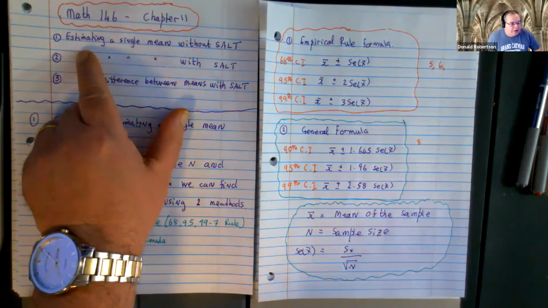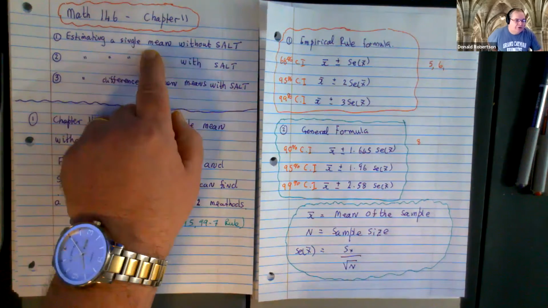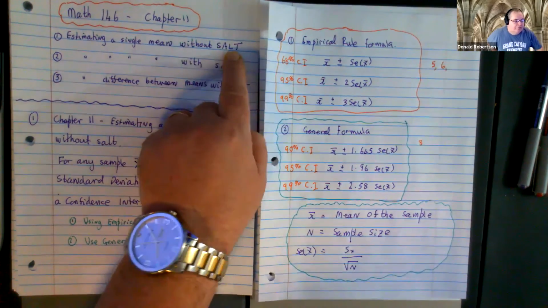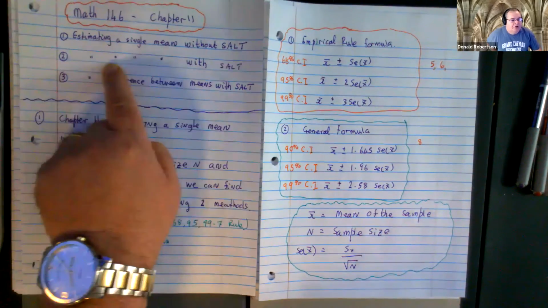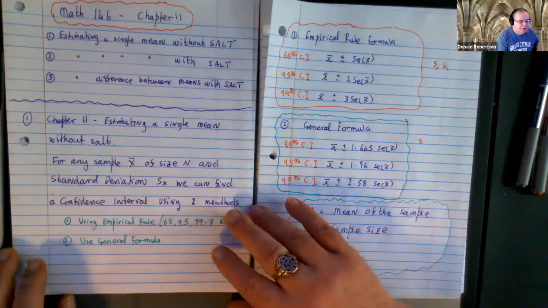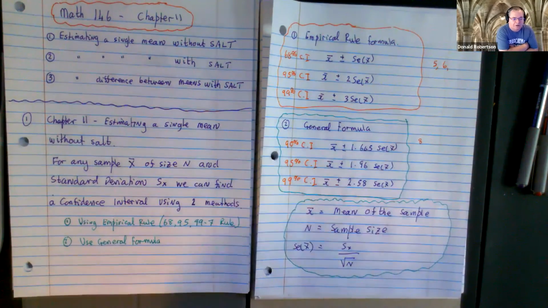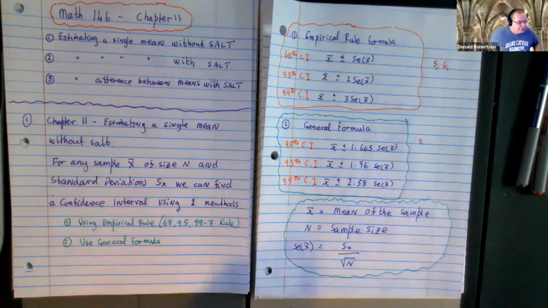taken care of. The first one of them is called Estimating a Single Mean Without Salt. Its full title is Chapter 11. And the second one is Doing It With Salt. We already know that as well. And then the third one is calculating the difference between means with salt. So we're not even going to do it without in that case. So let's just tidy up all the little loose ends.